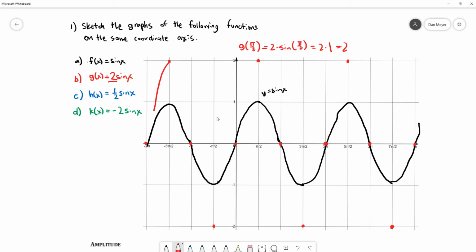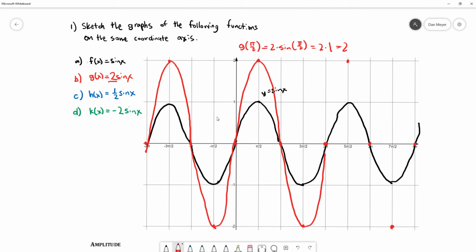All right, so we will just go ahead and connect all of these red dots with nice curves. All right, here we go. All right, so that's the graph of y equals 2 sine of x.